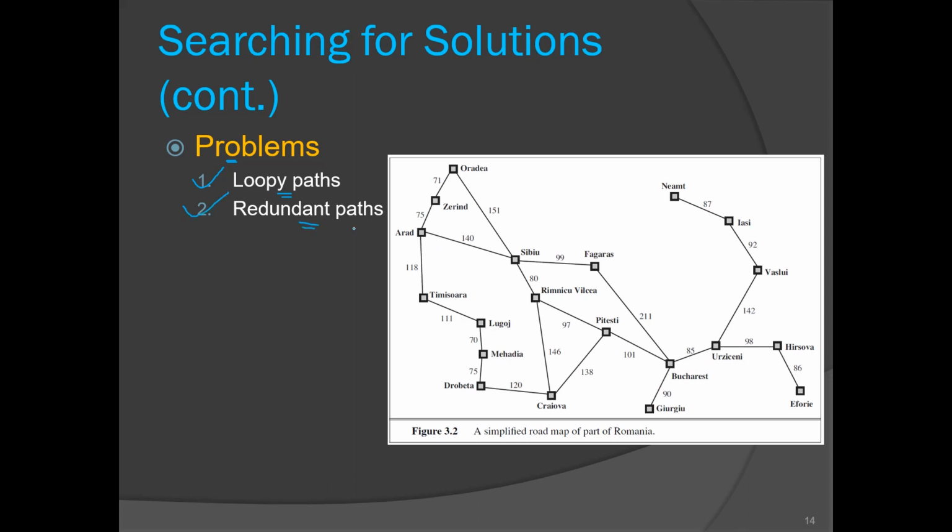For example, in the same example, in order to reach Sibiu, our agent can directly go from Arad to Sibiu and the path cost will be 140, right? Now he can go to Sibiu by following this path also. Okay, he can go to Zerind, then Oradea, and then Sibiu. Now for that path the cost will be 75 plus 71 plus 151. So this is near about 300, right? Okay, so this is known as redundant path.